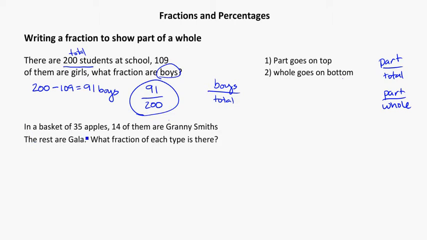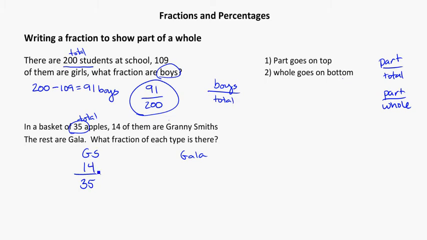In the next example, a basket of 35 apples, 14 of them are Granny Smith, the rest are Gala. What fraction of each type is there? So here I want to know two fractions, one for Granny Smith and one for the Gala apples. Now I know a basket of 35 apples is telling me that this is the total. I have a total of 35 apples, and 14 of them are Granny Smith. Okay, so I can put 14 over 35, because there's 14 out of 35 Granny Smith apples.